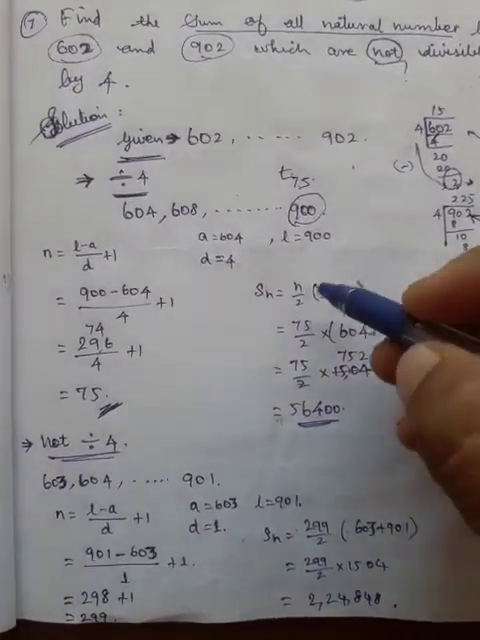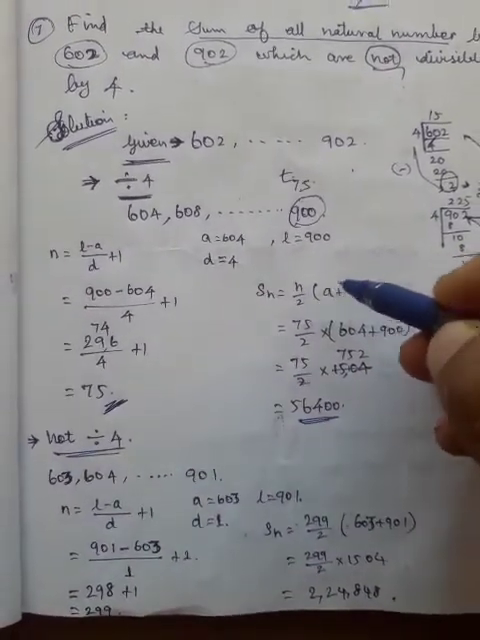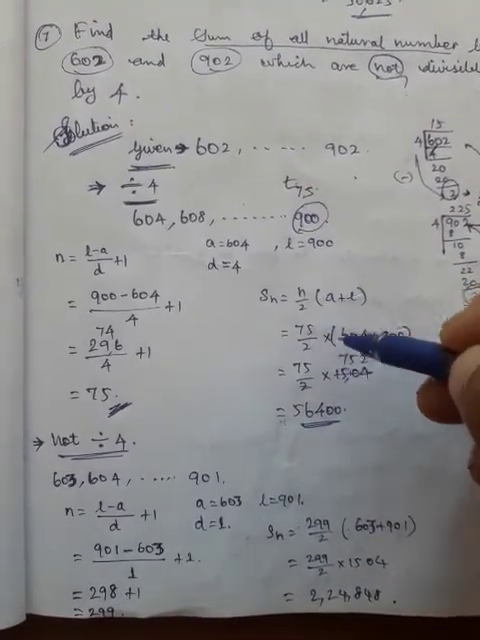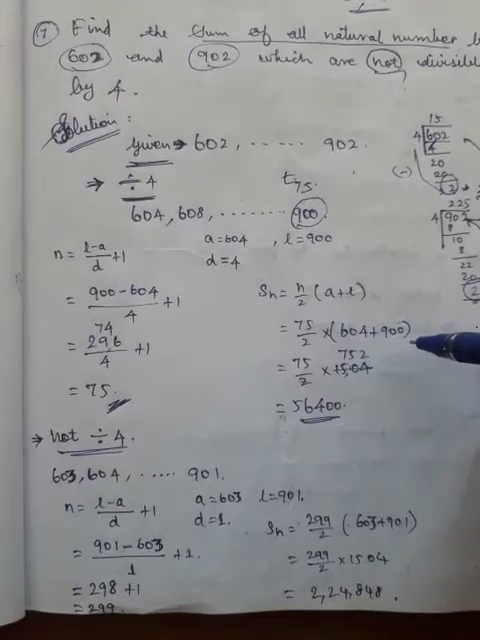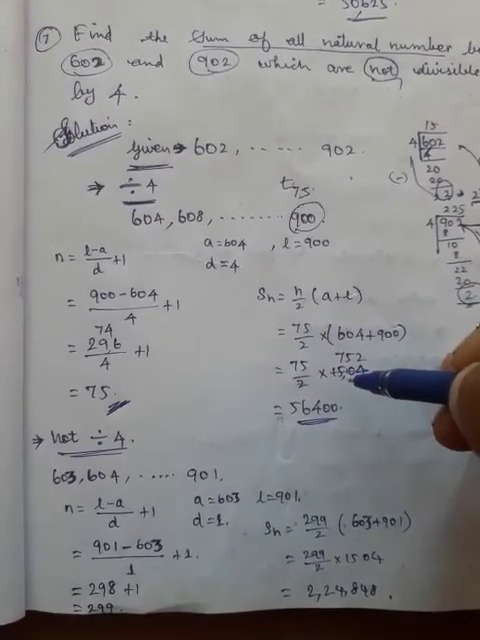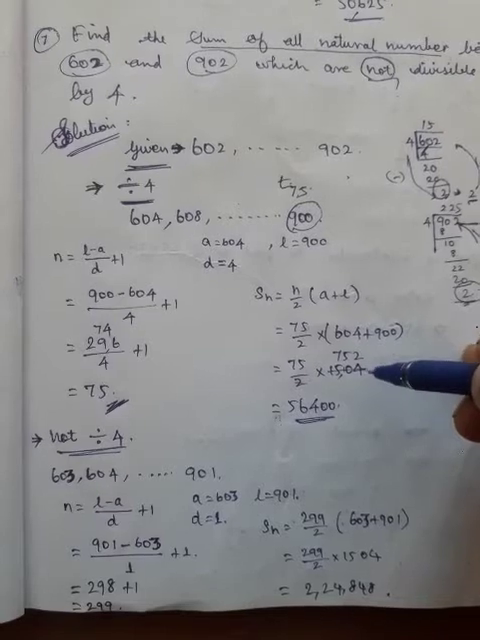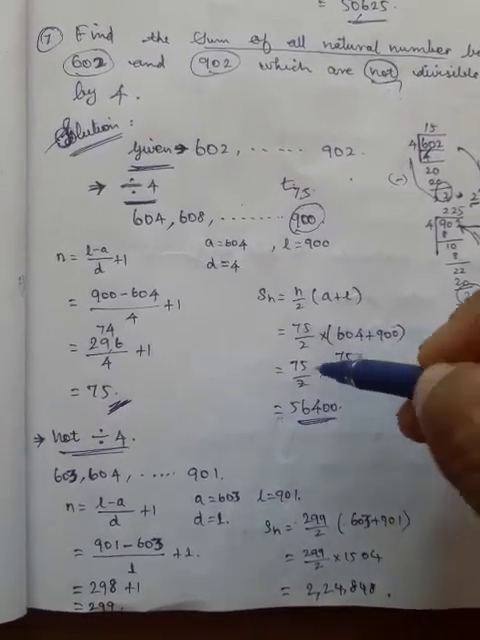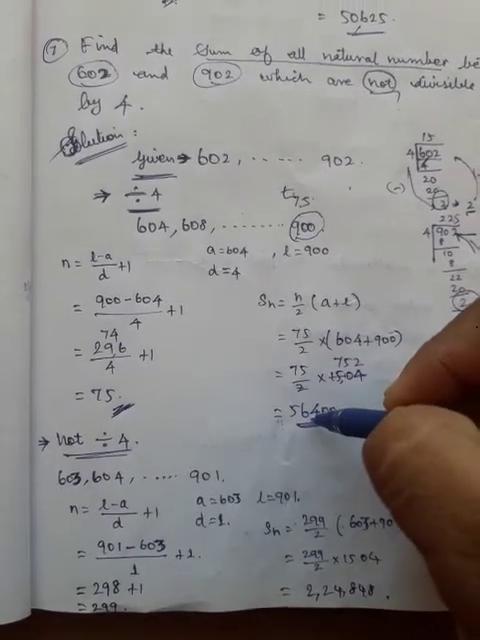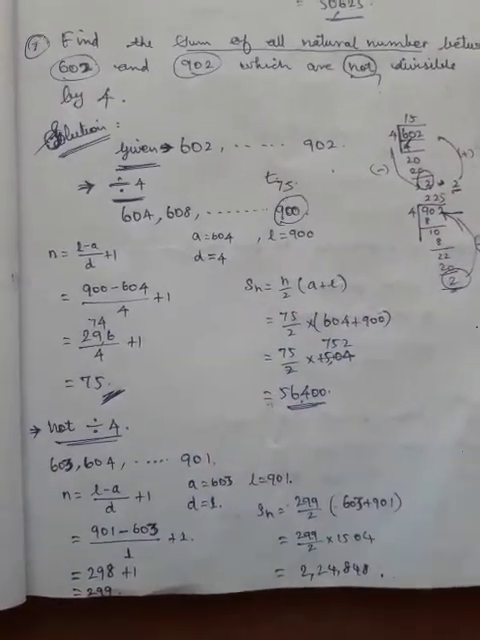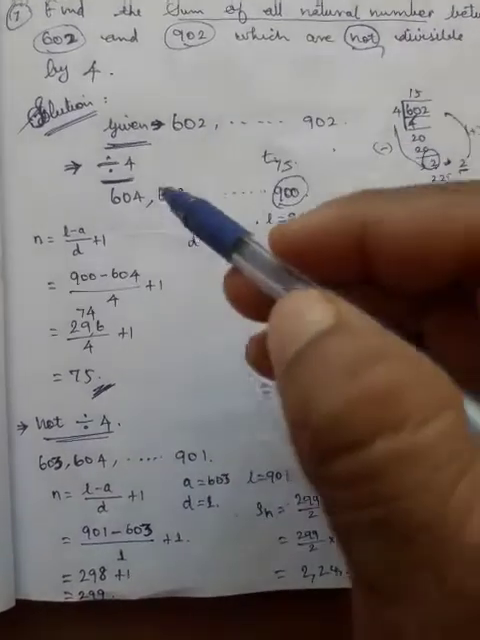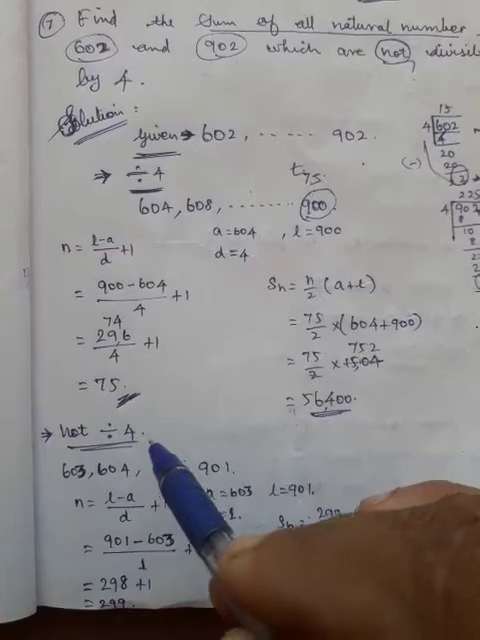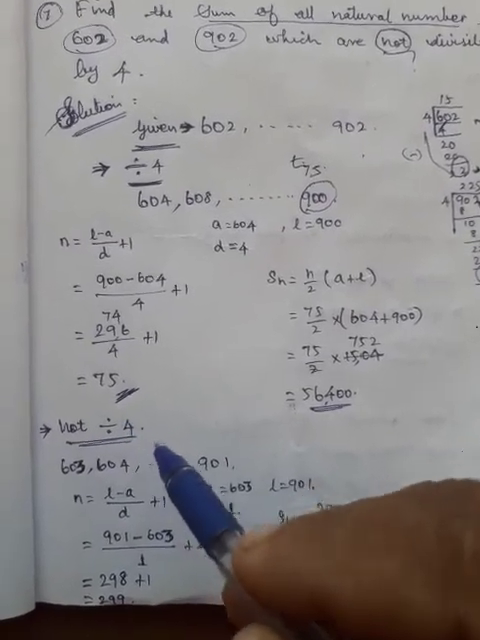Sn equals n by 2 times (a plus l), and we want the total here. So the n value is 75 by 2, times the a value 604 plus 900. If we add these two we get 1504. Cancelling by 2 gives 752. Multiplying these two, we get 56,400. So this is the sum of numbers divisible by 4. Like this, we can now find the sum of numbers not divisible by 4.